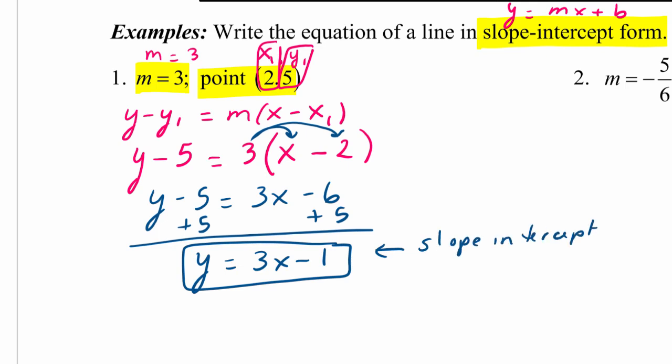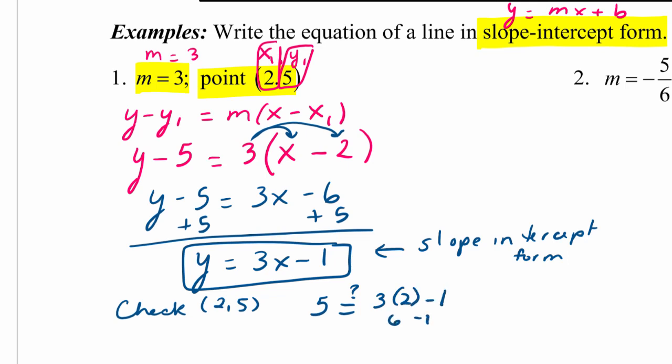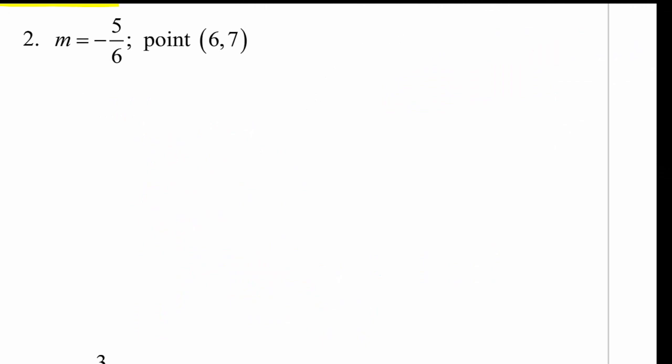Now, if you would like to check this equation, we can substitute back in the point 2, 5 and see if it works, right? Because the m, we can see that we got 3 for m, so that worked. Okay, so let's check the point. So 5, does that equal 3 times 2 minus 1? 6 minus 1. Perfect. So that works. So did you follow those steps? We're going to try those same steps in number 2, so you get the idea.